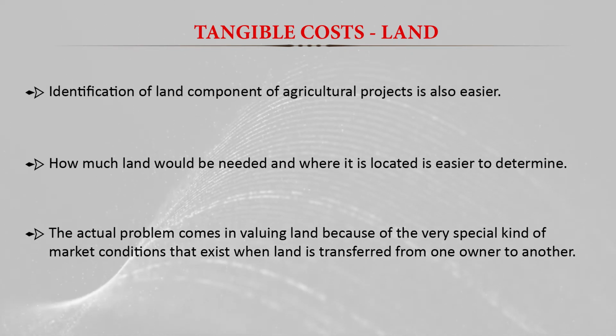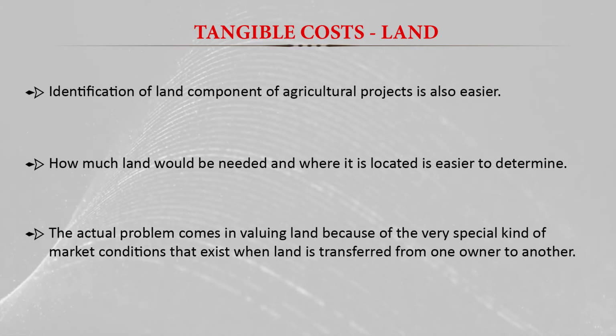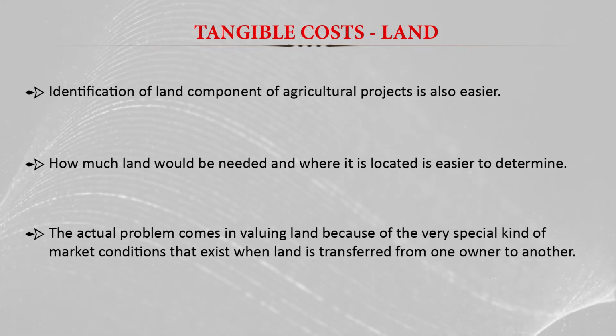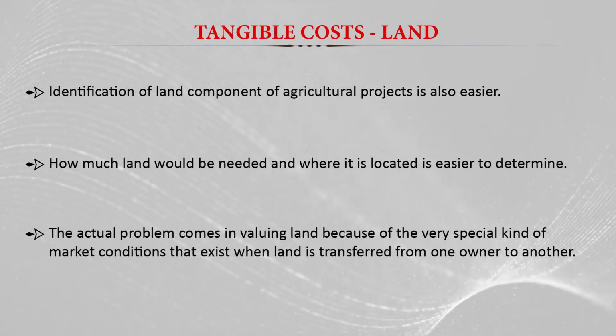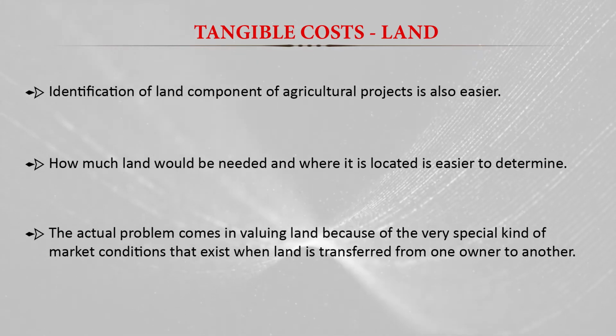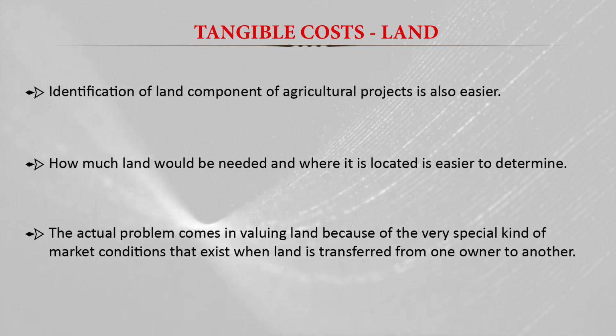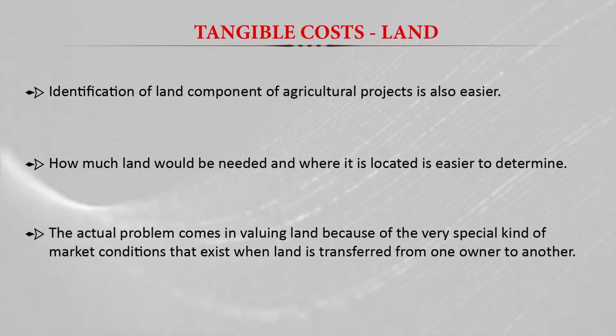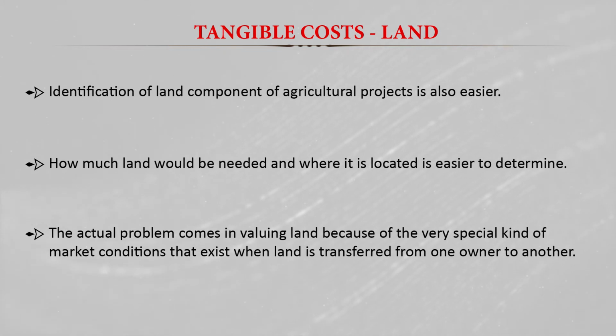So there may be different ways. We can treat the market price of the land, or sometimes government-fixed prices. Sometimes we can consider the opportunity cost of the land. So there are different ways to value the land. That is sometimes a problem in valuing the land, but we can easily measure the cost of the land in an agriculture project. That's why we call land a tangible cost.